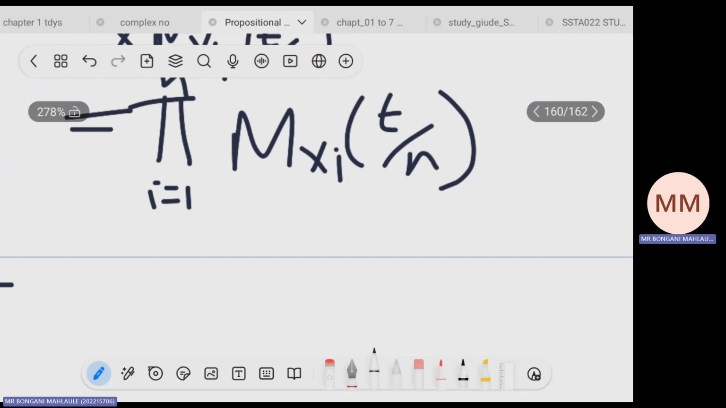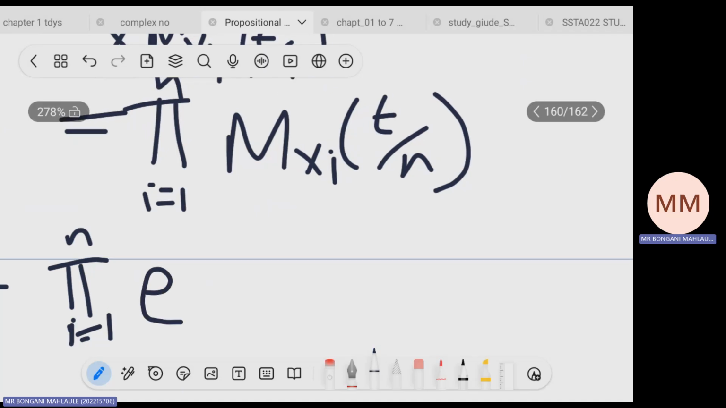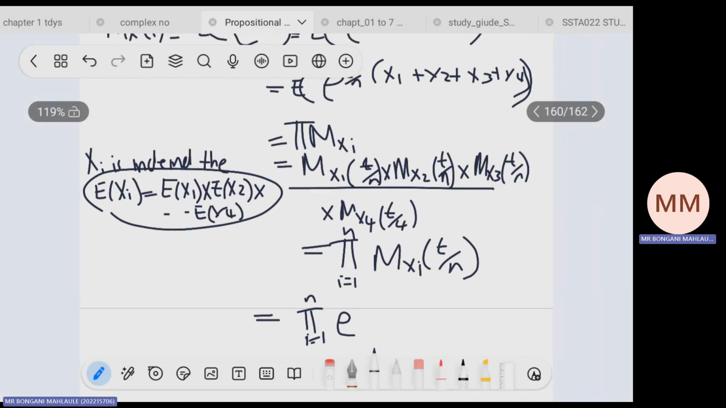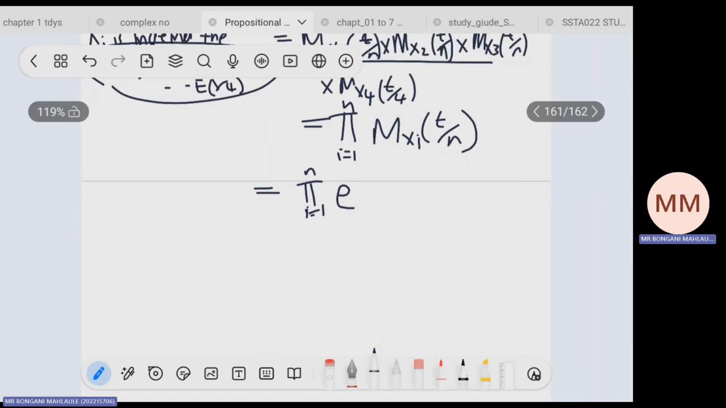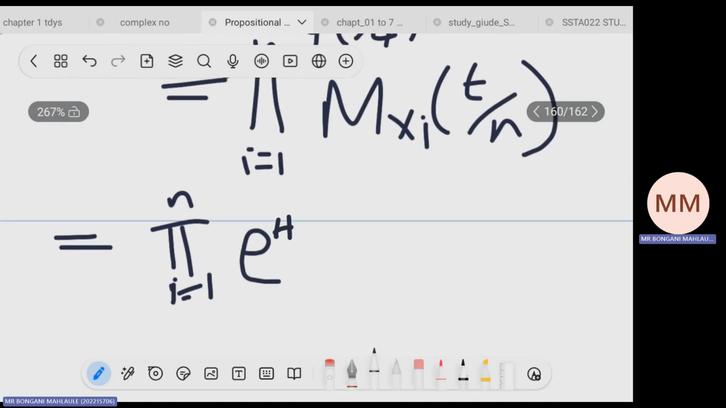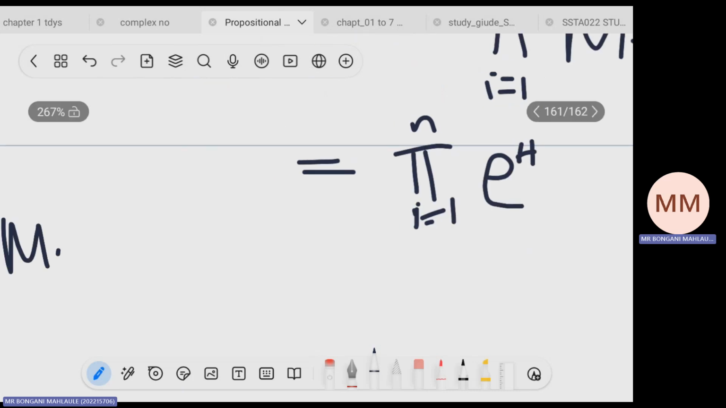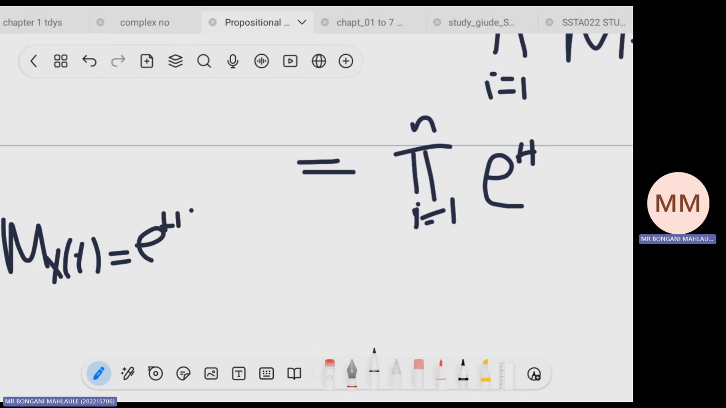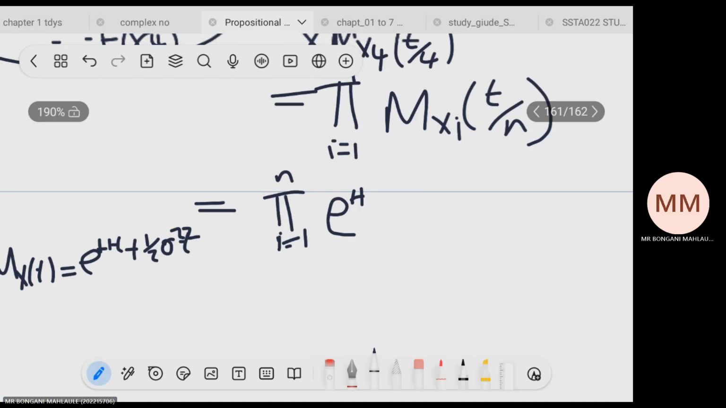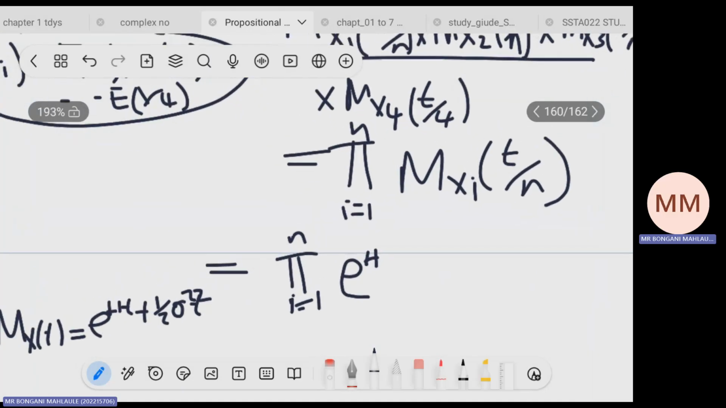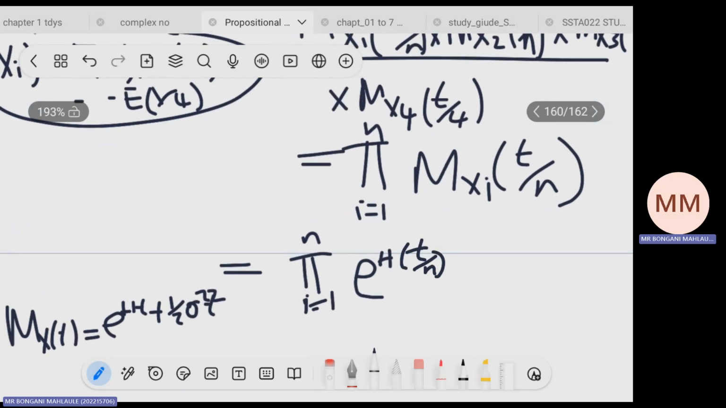Then this will be equal to the product from i equal to 1 of Euler. So now we're replacing that. We're having Euler to exponent mu. So we're replacing this on the MGF formula. We're replacing on this formula here. So we're going to replace where there is t with t over n.